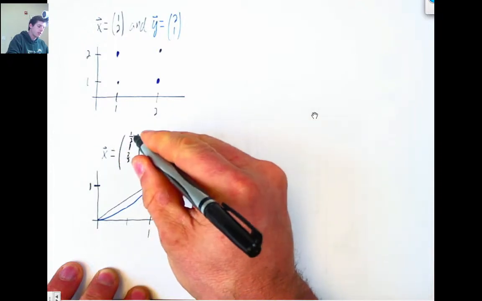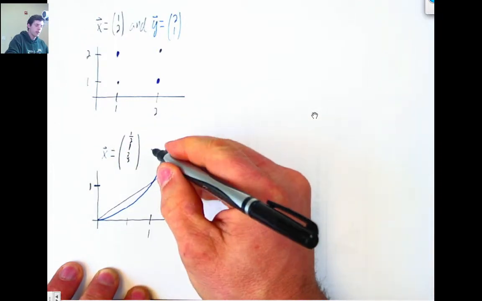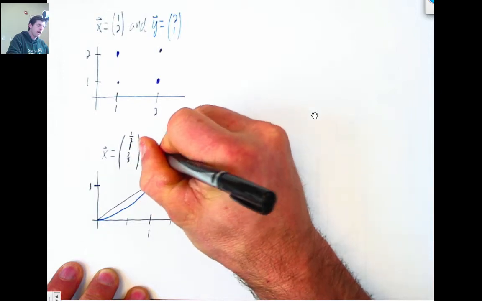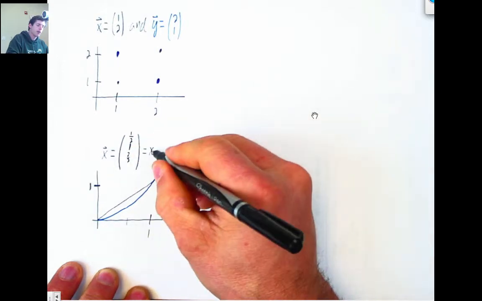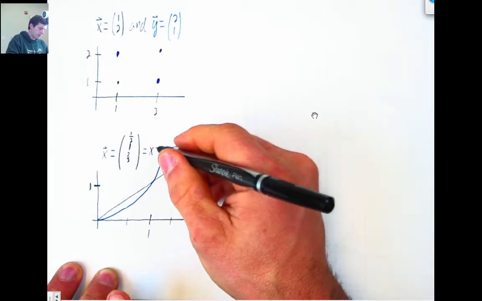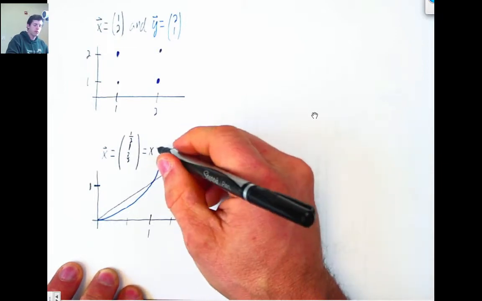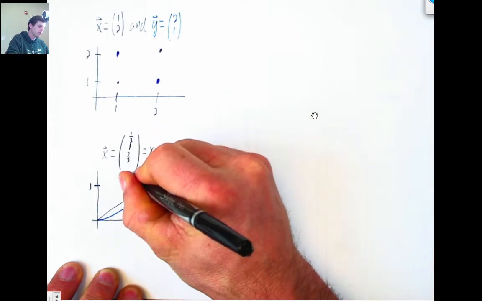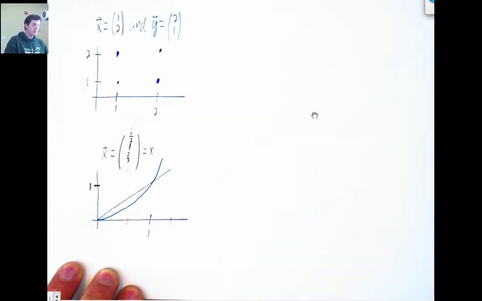But you know what? There are infinitely many components of this vector. That's why we call it x. The xth component of this is x, the half component is 1/2, the x component is x, the pi-th component is pi. There are infinitely many components of this. It's a stupid vector to write.